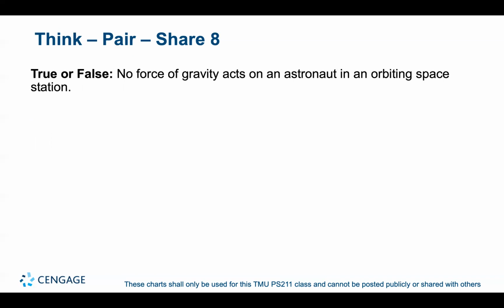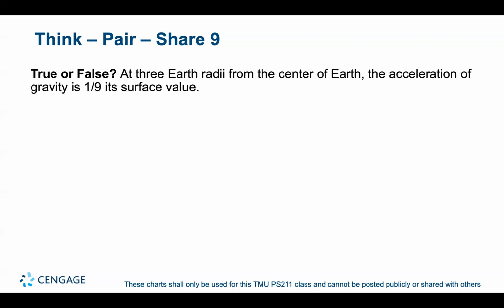True or false? No force of gravity acts on an astronaut in orbiting space. False. There are all kinds of different gravitational forces when an astronaut is in an orbiting space station. They're just not as strong as the component from Earth. There's a component from the moon, and other things. The Earth is not completely flat, so the pull of the Earth, depending on whether you're over Mount Everest or above an ocean, would be different.